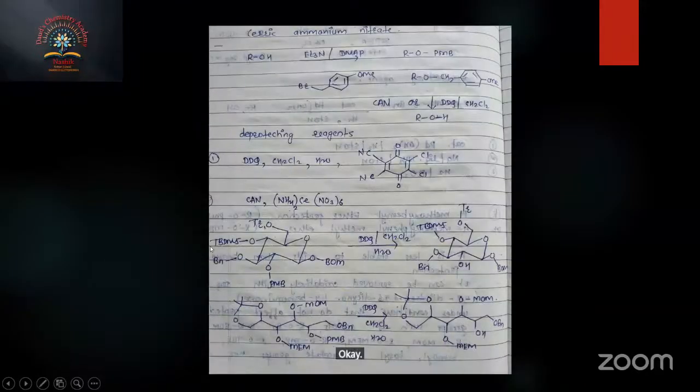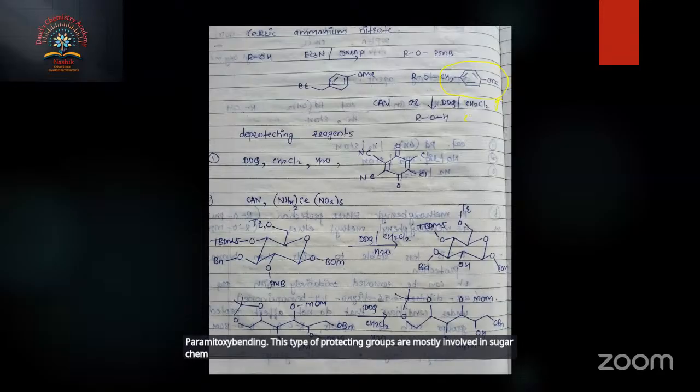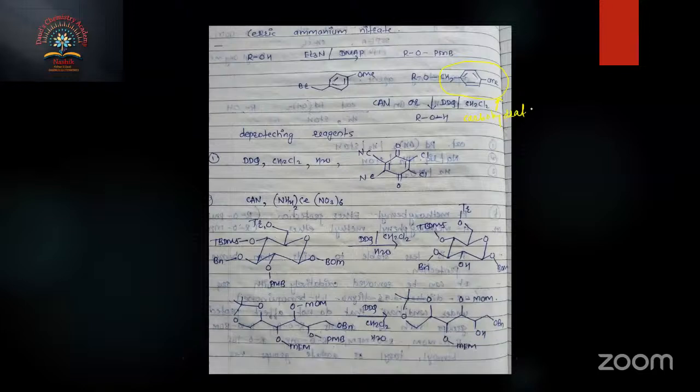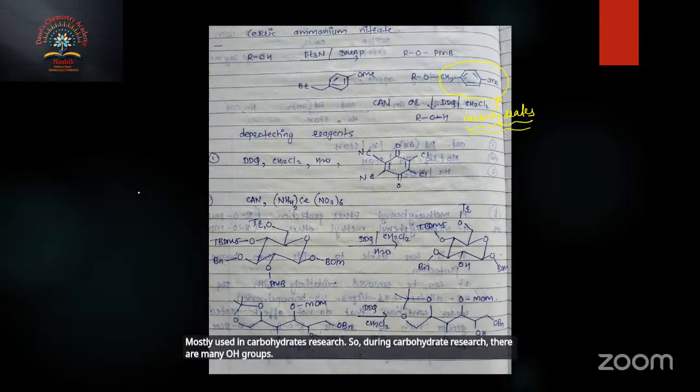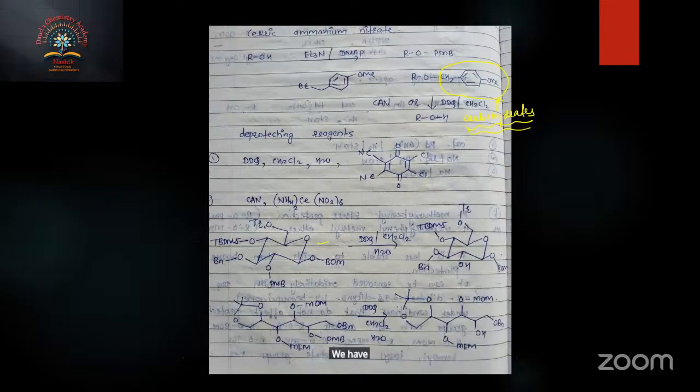Then another one which includes paramethoxybenzene. This type of protecting group is mostly involved in sugar chemistry, carbohydrates, mostly used in carbohydrate research. So during carbohydrate research, there are many OH groups. So we have an example over here, right?